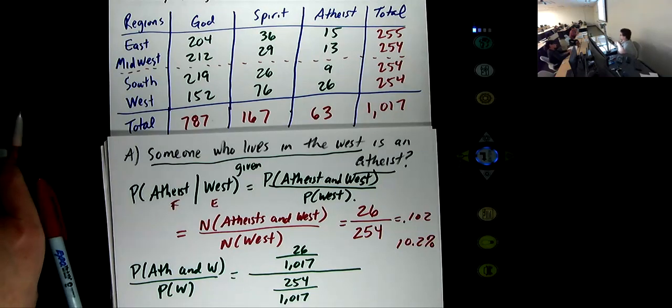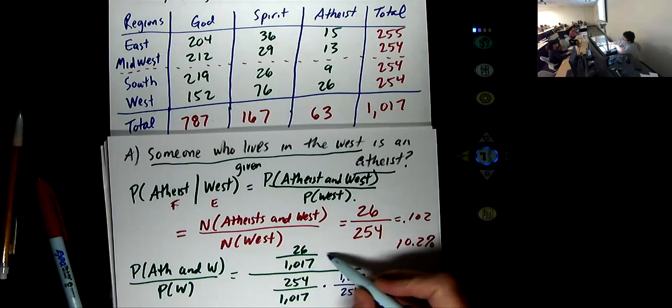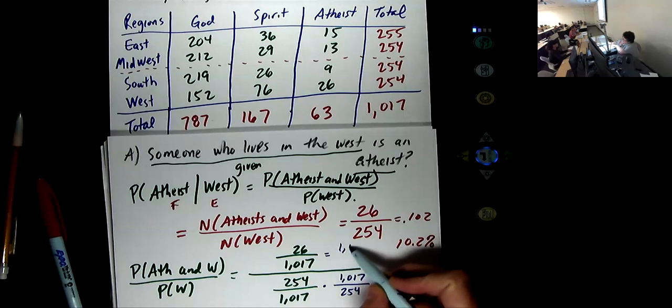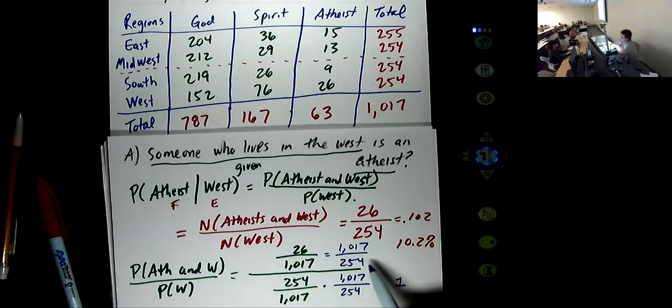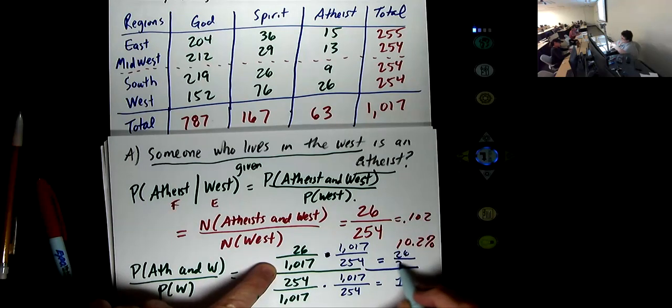Another way of dealing with this is manipulating the fractions. You can always multiply by the fraction upside down, and if you do, it cancels out and equals 1. But if I multiply the bottom by it, I have to multiply the top by the same amount. If I multiply by 1,017 over 1,000 there, the 1,017s cancel and I get 26 over 254.